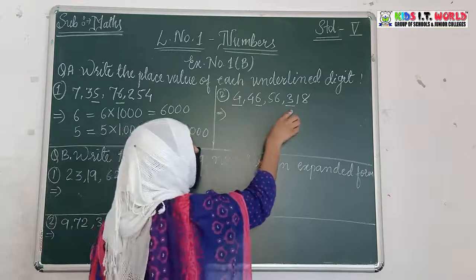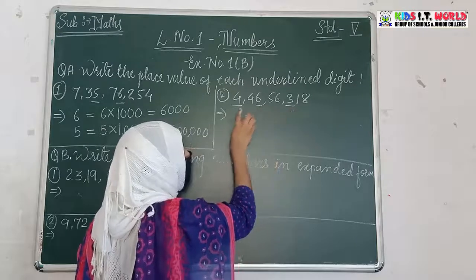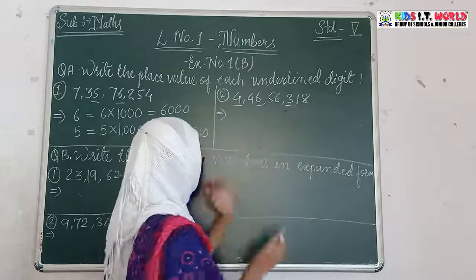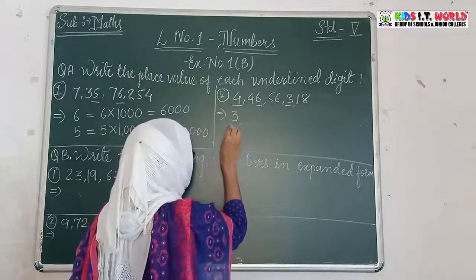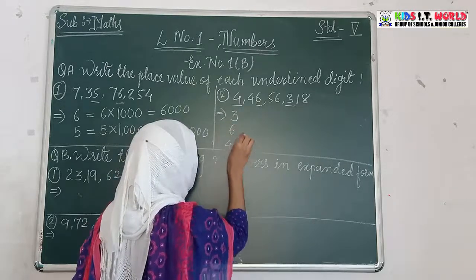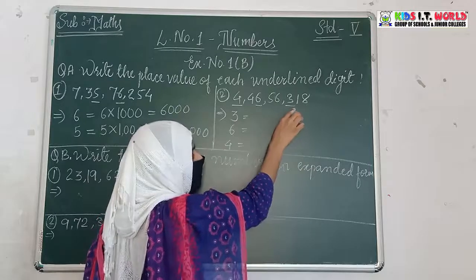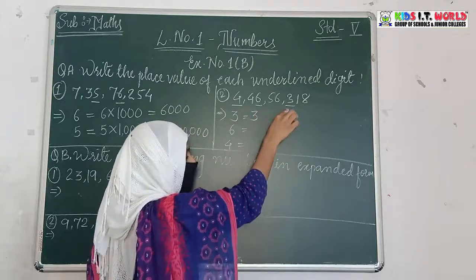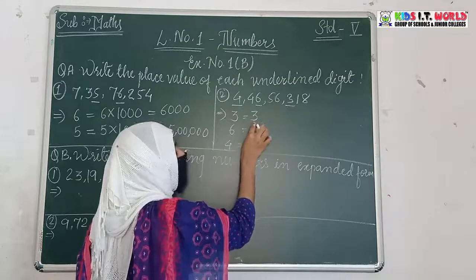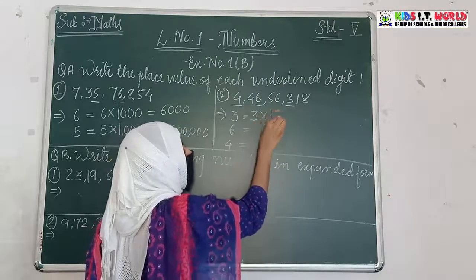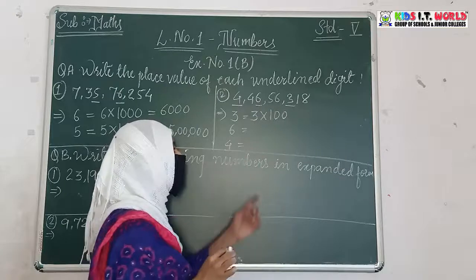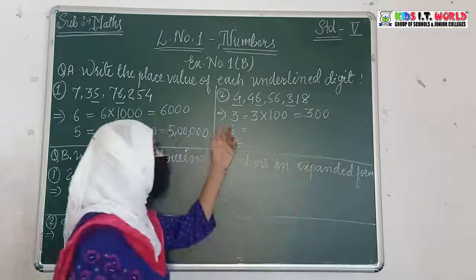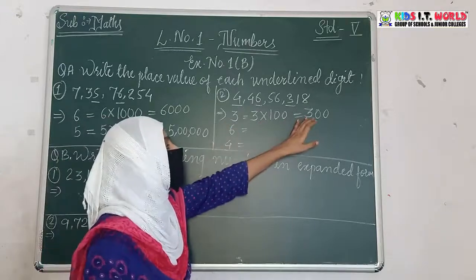In this you have to find the place value of these three numbers, that is 3, 6 and 4. Again, first we will find the place value of 3, then 6 and then 4. For the place value of 3: ones, tens and 100. Means 3 is on the 100 place. So you have to multiply 3 into 100. So it will be 300. It means the place value of 3 is 300.